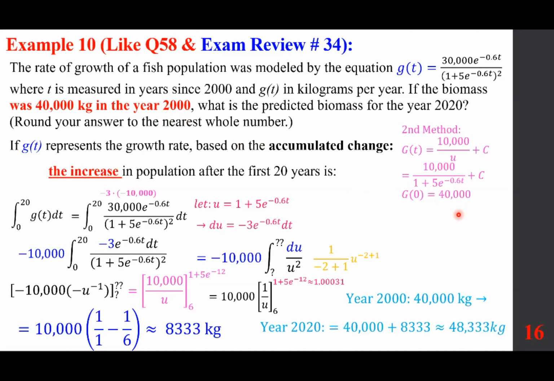Now, if you replace the t with 0 and evaluate this, you get 10,000 divided by 6 plus c is 40,000. You can get to c, and c becomes this number. Now, if you want the population or biomass after 20 years, replace the t with 20, and you get the same answer. The advantage of this, again, is that even if they ask what is the biomass after 30, 40, or 50 years, all you have to do is replace this t instead of going through the process from A to Z.